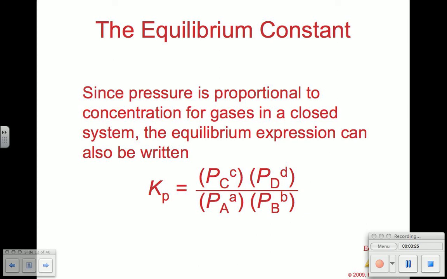Next, when we talk about the equilibrium constant, you can also relate it to the pressure of a gas, because really the pressure of a gas and how much of a gas is basically the same thing. So, since pressure is proportional to concentration for gases in a closed system, the equilibrium expression can also be written this way. The equilibrium constant for a reaction where all of the components are in the gas phase would just be your products on the top and reactants on the bottom, using pressures rather than concentrations.